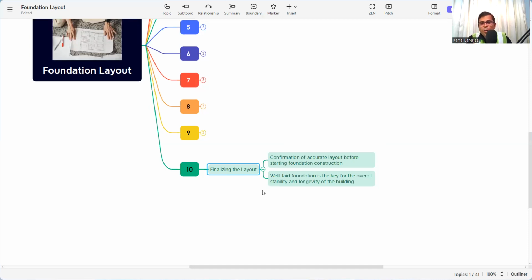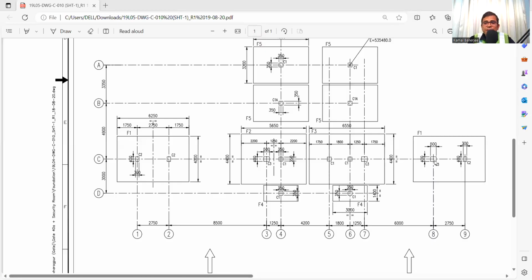Now I will show you another drawing, so you can easily understand how we can do the layout. See, this is the drawing of a foundation. There are 8 foundations: 1, 2, 3, 4, 5, 6, 7, 8. Now you can check the foundation size. There is 4 meter and 6.25 meter. And now these are the grid lines: 1, 2, 3, 4, 5, 6, 7, 8, 9. And this is the x-axis: A, B, C, D.